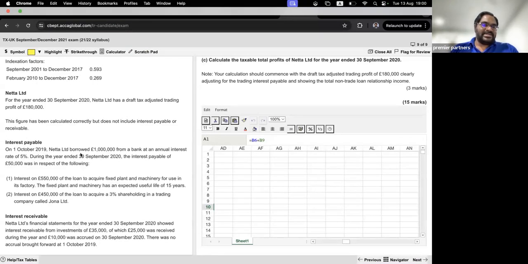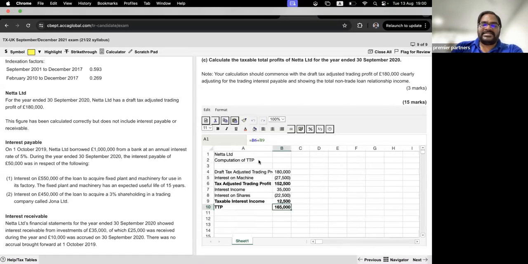So we discussed up to the interest payable part. Let's have a quick discussion on the interest receivable part as well. Netta Limited's financial statement for the year ended 30th September 2020 showed interest receivable from investments of £35,000, of which £25,000 was received during the year and £10,000 was accrued. There was no accrual brought forward on 1st October 2019.